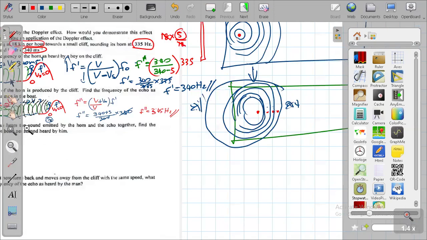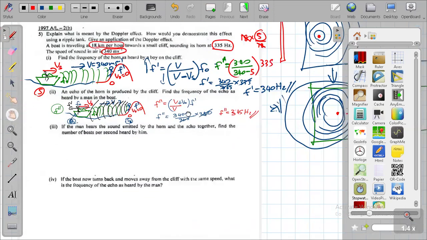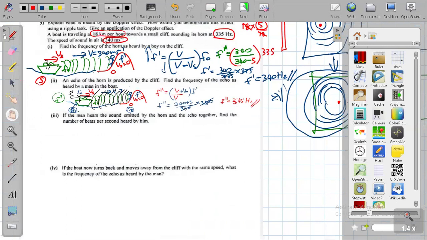Can you understand this procedure, everything? Yes or no?